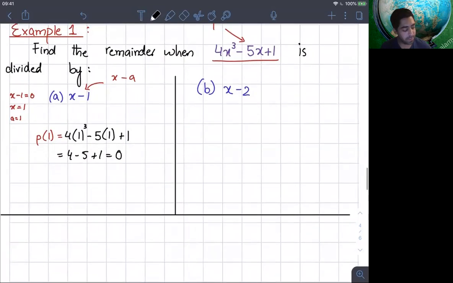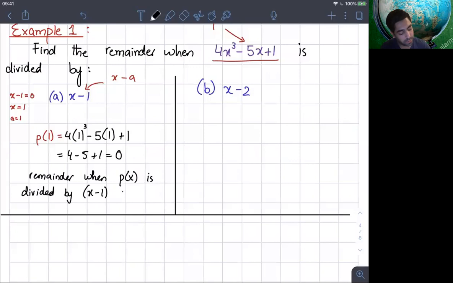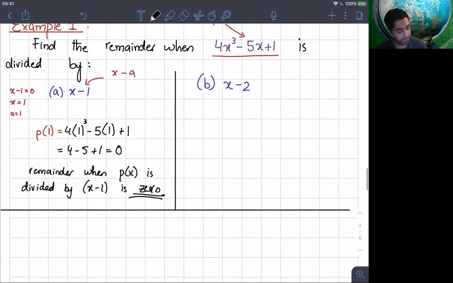So that means the remainder when the given polynomial p of x is divided by x minus 1 is 0. Let's quickly do the same thing for part B.